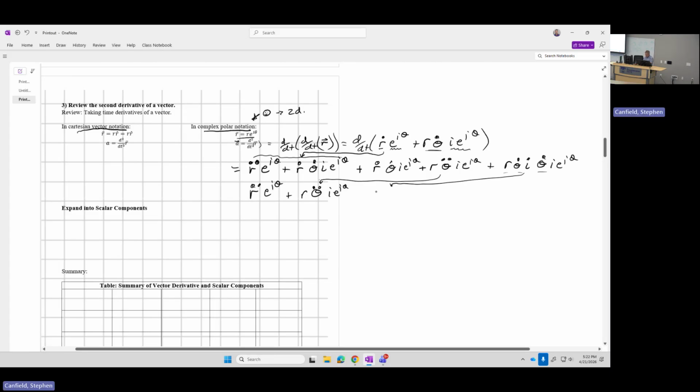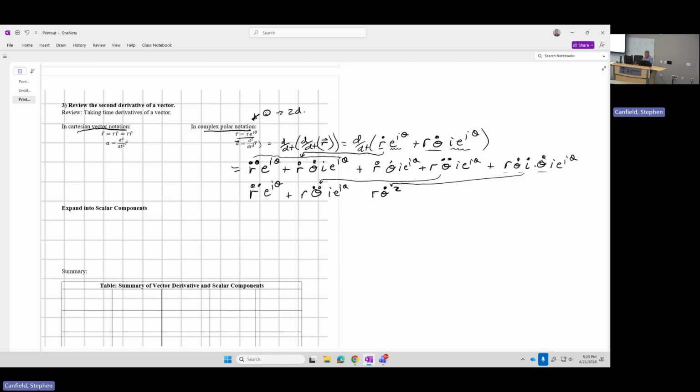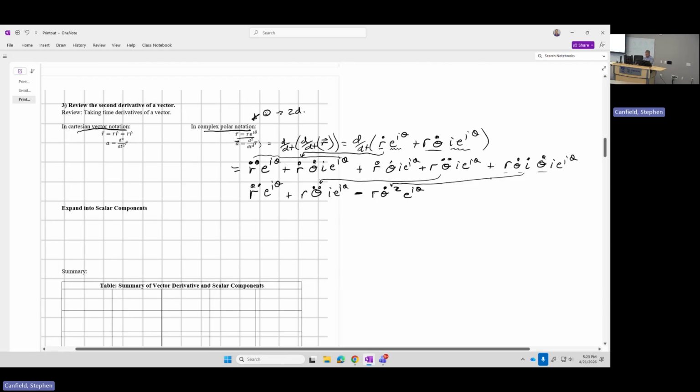Now let's grab this last term next. The last term is an r theta dot, and then I've got r theta dot squared, right? r theta dot squared, so two theta dot, times i squared. What is i squared? i squared is negative 1, so I'm going to put my negative out front, e to the i theta.